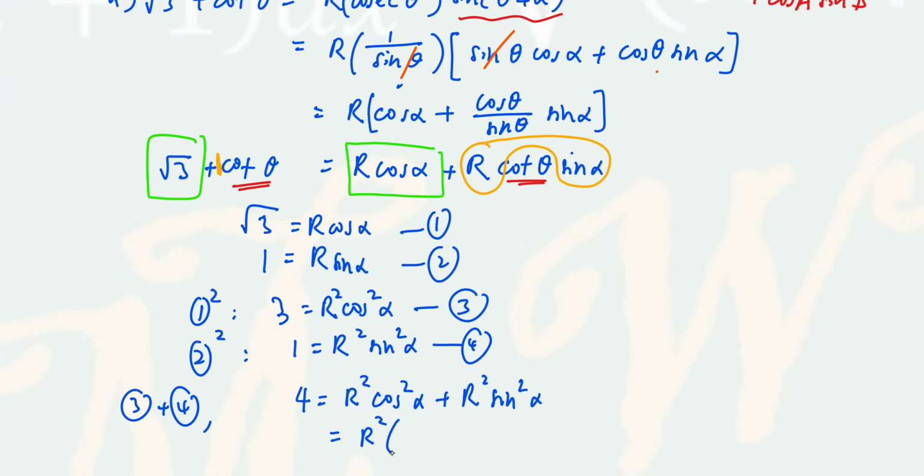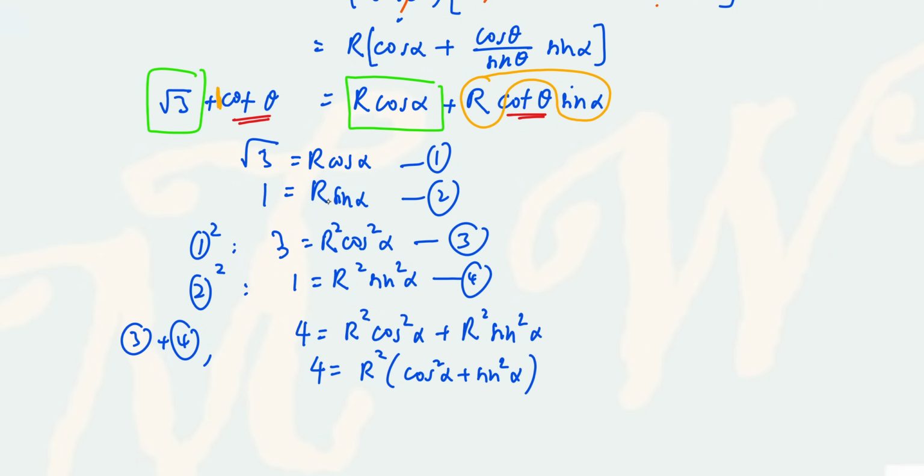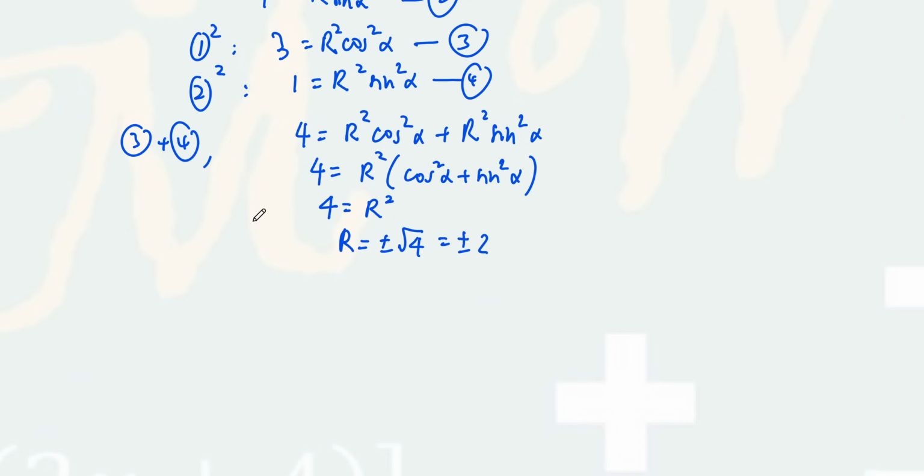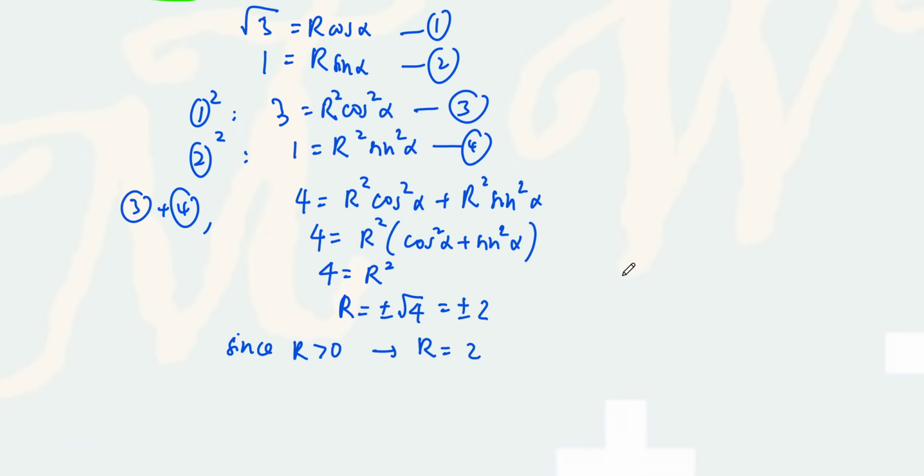Then from here, factorize r squared. Then you will be getting r squared times cos squared alpha plus sine squared alpha equals to 4. From the AS trigonometry, sine squared plus cos squared is basically 1. Therefore, I will just write r squared equals to 4. So my r supposedly is plus minus square root 4, which is plus minus 2. But then it's given in the question that r is greater than 0. So since r is greater than 0, therefore your r is positive 2. So we have found the r here.